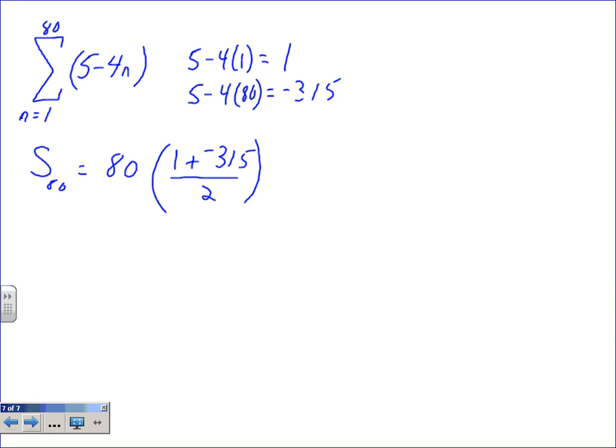All right? Now what you can do here, you can reduce the 2 and the 80. And so I've got 40 times 1 plus a negative 315, which is a negative 314. 4 times 14 is 56, 1256. I think if my math is correct, it's negative 12,560. Is that right? Okay.